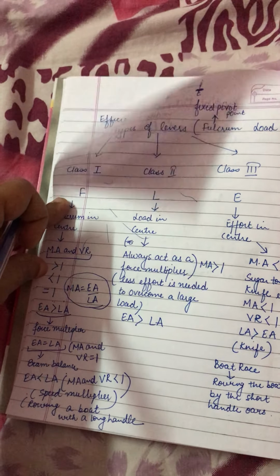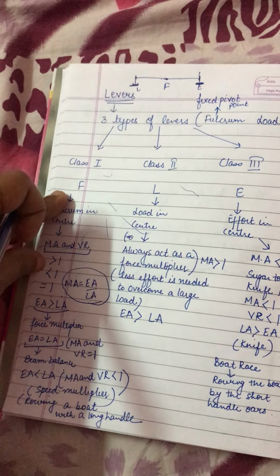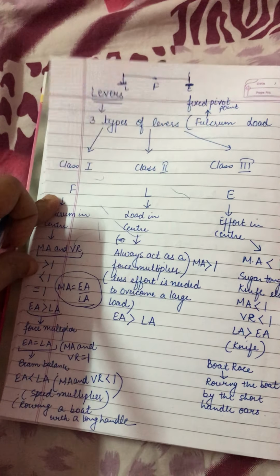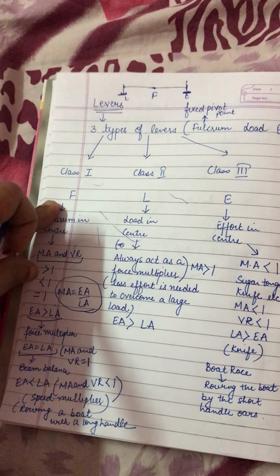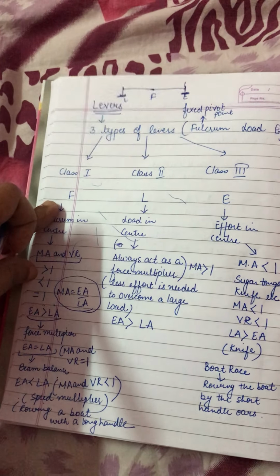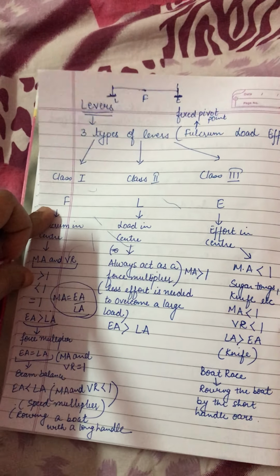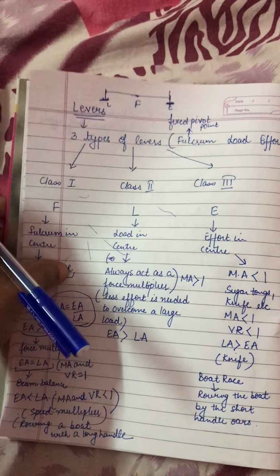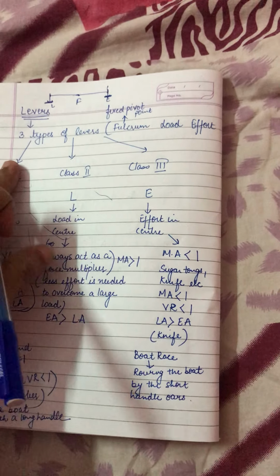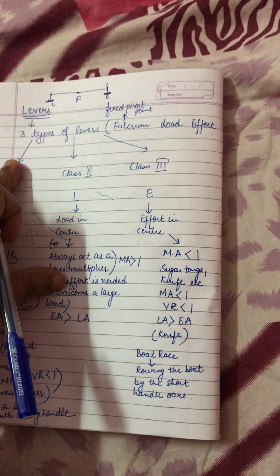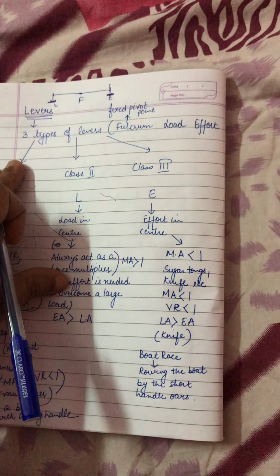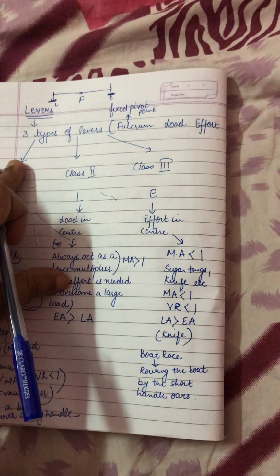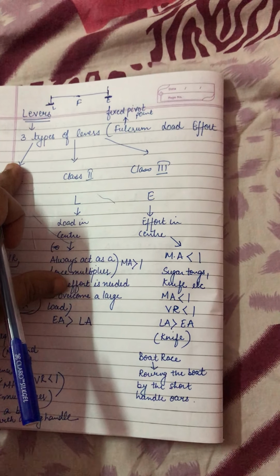Now the next one. I told you that as load is in the center, effort arm is always greater than load arm, so it is a force multiplier. Next we are having another case. In this case effort arm is always smaller than load arm. Sugar tongs, knife, these all are examples of class 3 lever.